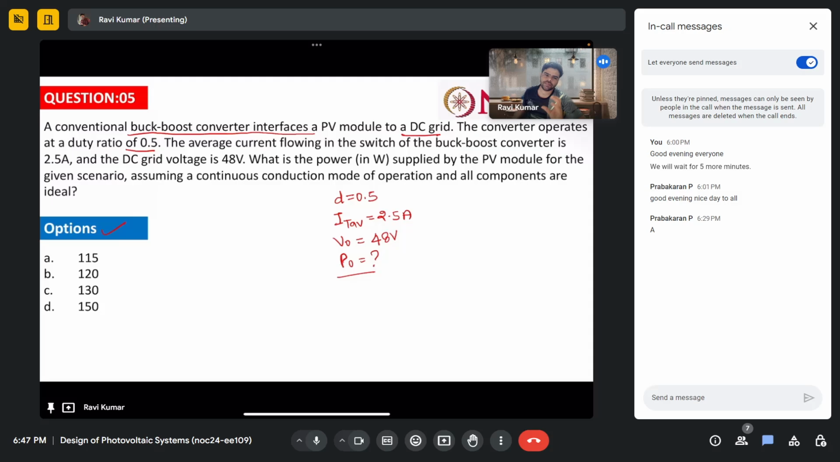How can you get the P naught? What is this power? What is the simplest formula you know about the calculation of power? If you have a device, current is flowing through this, any device, then if I ask what is the power across the device or resistance, how can you calculate this? What is the formula for simplest power?